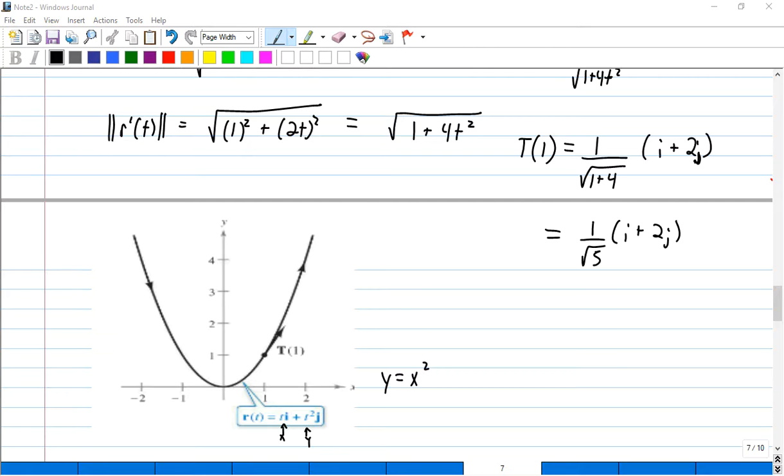All right. So unit tangent vector. What is the unit tangent vector? It's a tangent vector of 1 unit. The tangent line to a curve at a point is the line that passes through the point and is parallel to the unit tangent vector. Again, the tangent line to a curve at a point is the line that passes through the point and is parallel to the unit tangent vector.